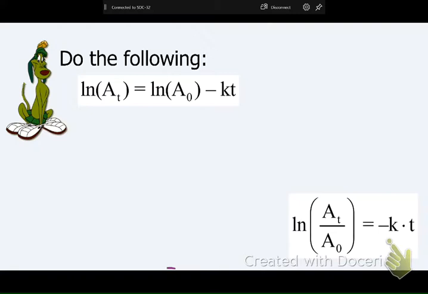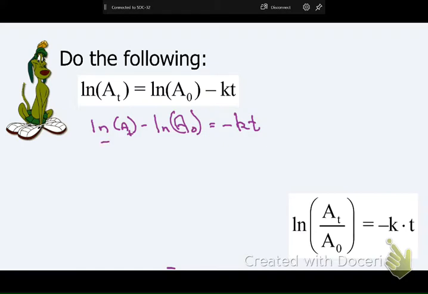So when you do that, you're going to say natural log A_t minus natural log A_0 is equal to minus kt. So I subtracted natural log of A_0 from both sides, and that's what I ended up with. If there's something you don't follow, just tell me and I'll explain it in more detail.